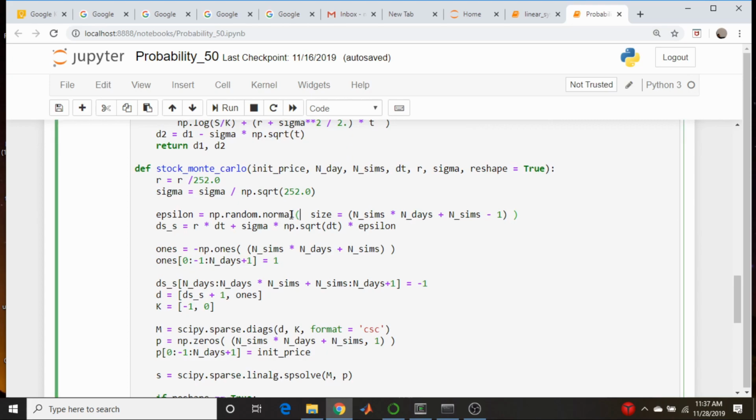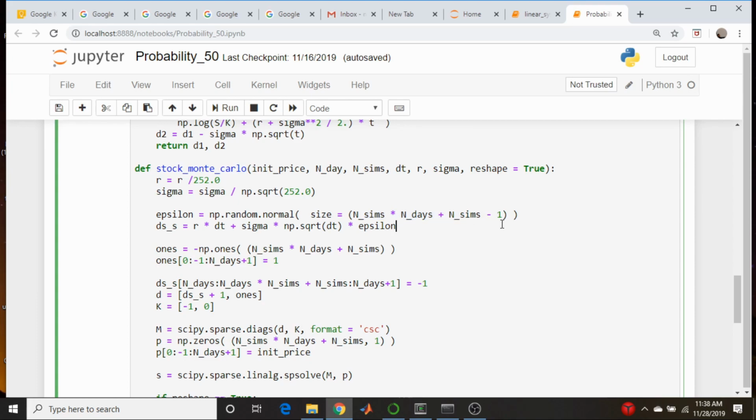And we will start with this line here where we pull out all the normally distributed values. So if we're simulating n days and n simulation runs, you're going to have n days times n simulation runs, and then we're going to have to add in the starting day for each of those runs. So we're going to have an additional n simulations times 1 addition to this.